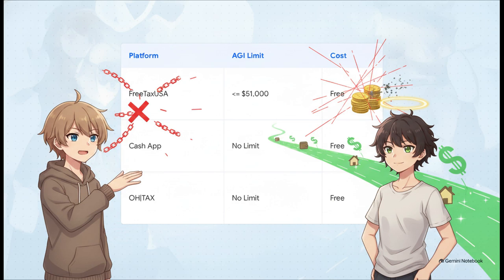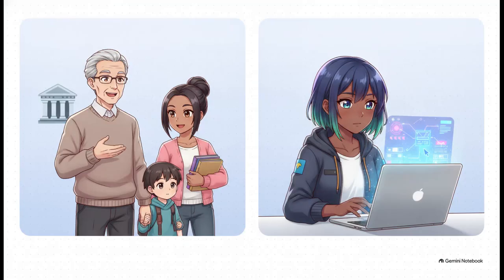But native platforms like Cash App Taxes and the state's very own portal, OH Tax e-Services, they have absolutely no limit. None. They are free regardless of how much money you make. So how do you decide between the two? Well, the native state portal, Ohio Tax e-Services, is brilliant if you were trying to claim specific state credits. Think things like the senior citizen credit or the homeschooling deduction. It is literally built from the ground up for local tax codes.